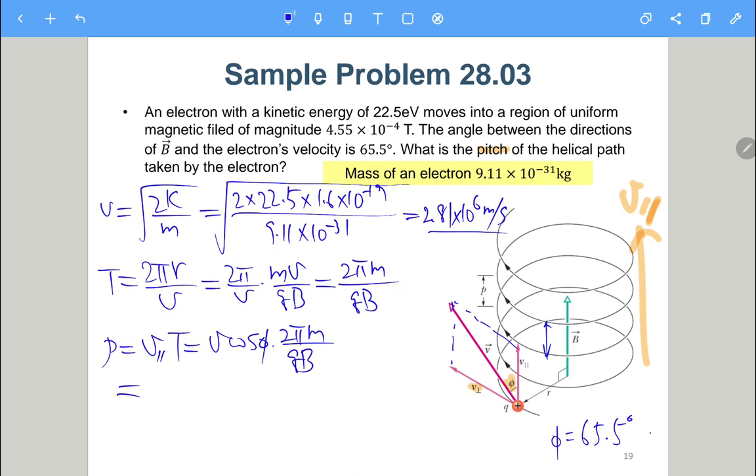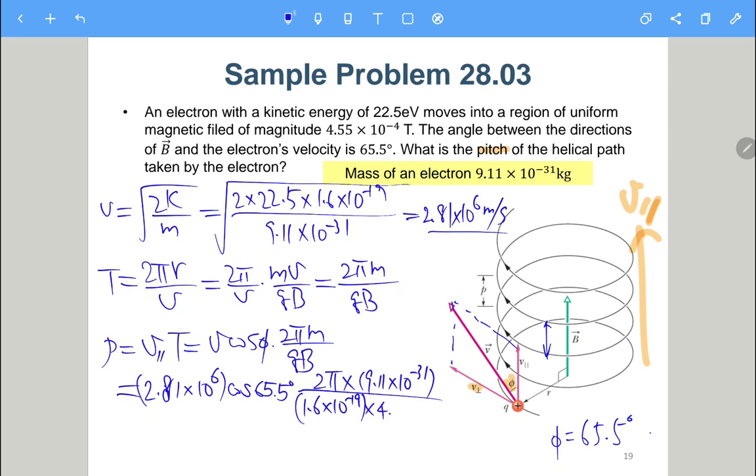Okay, so this is 2.81 times 10 to the 6th power, and then cosine of 65.5 degrees, and then times 2 pi times the electron mass, 9.11 times 10 to the minus 31, all over 1.6 times 10 to the minus 19 times 4.55 times 10 to the minus 4. So this is the magnitude of the B field.